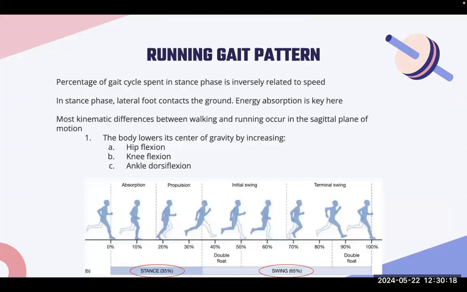So when we look at the running gait pattern, we see that the stance phase now is much less. It's only 35%, while the swing phase, where the leg is up in the air, is 65%. So the percentage of the gait cycle spent in the stance phase is inversely related to speed. The faster you go, the less time your leg is touching the ground, which makes sense. In the stance phase, the lateral foot contacts the ground first, and really energy absorption is the key. And the body is lowering its center of gravity in the stance phase through hip flexion, knee flexion, and ankle dorsiflexion. So it's all in the sagittal plane of motion. And we know that limited ankle dorsiflexion can cause a lot of ankle issues as well.